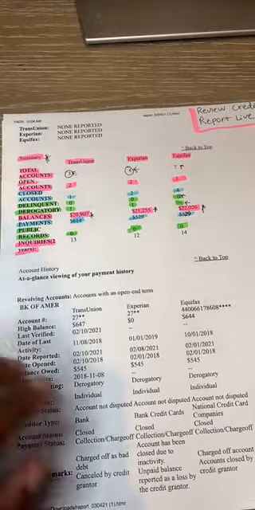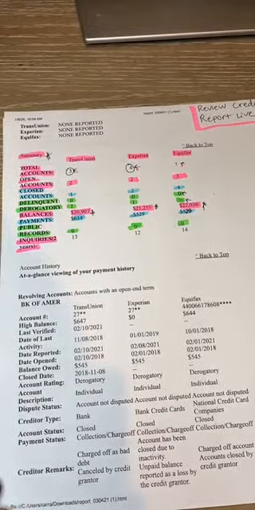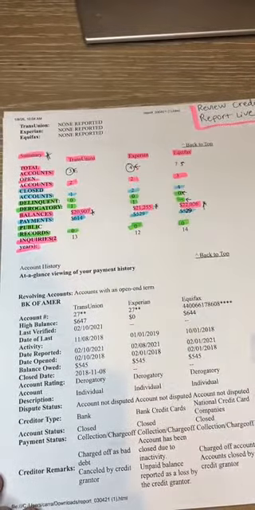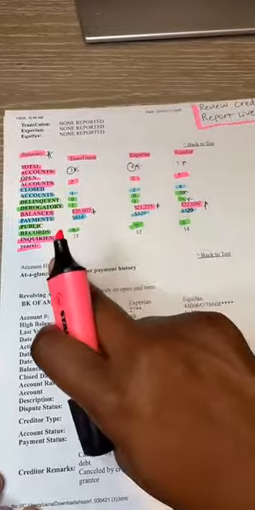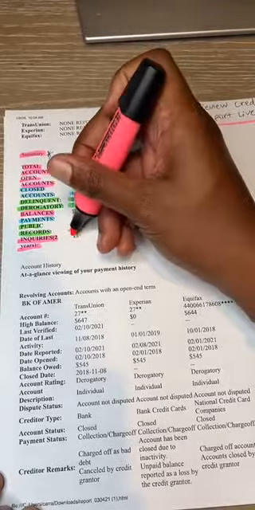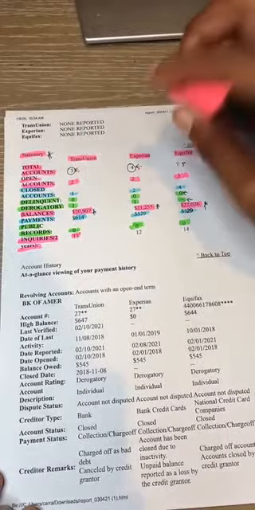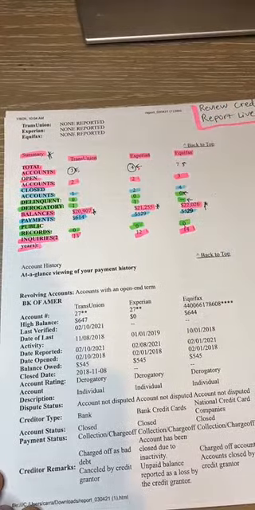And in most cases, you can just send a letter to the credit bureau, not even the creditor. You can send a letter to the credit bureau and they will remove the inquiries that are over 2 years. So for this sample report that I'm using, the number of inquiries listed on this report for TransUnion is 13. For Experian, it's 12. For Equifax, it's 14.